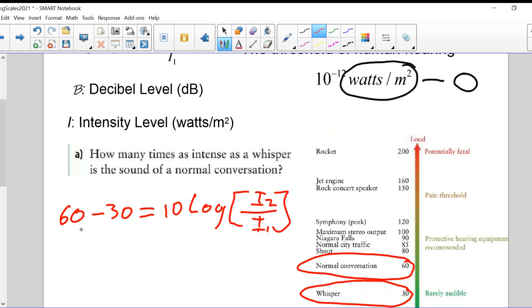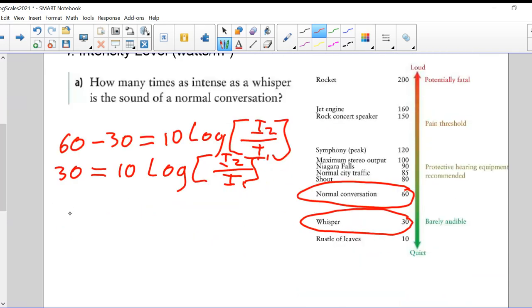So I'm going to take these two and subtract them. It's going to give me 30 is equal to 10 times the log of the ratio of the intensities, so that's my I2 over my I1. Of course, this is going to give me 3 is equal to the log of I2 over I1. And we're going to do the same thing we did with the previous question. We're going to solve for I2 over I1.